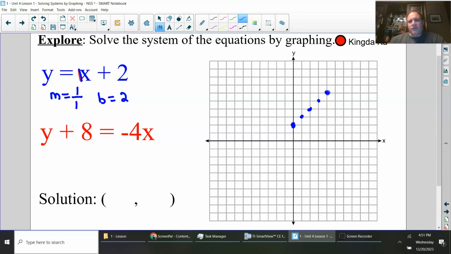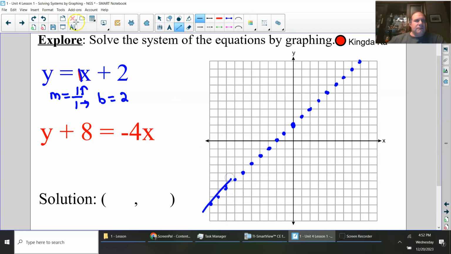Rise 1, run 1. I didn't even put the arrows. It is a positive slope. It goes up from left to right. But if you were putting arrows, you're going to put it up and to the right because they're both positive numbers. And then down 1 to the left 1. Just like that.